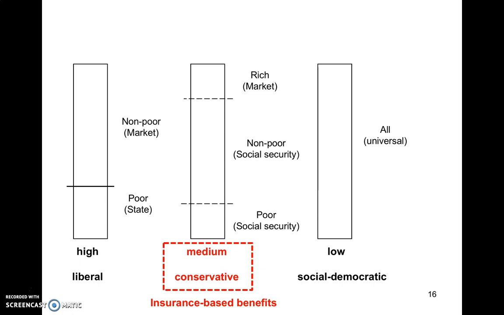The conservative regime falls in between these opposites through a stratification principle which preserves existing status differences. Social benefits depend on insurance record and tend to exclude those with interrupted working careers or low incomes. For these countries, we expect a medium level of inequality.